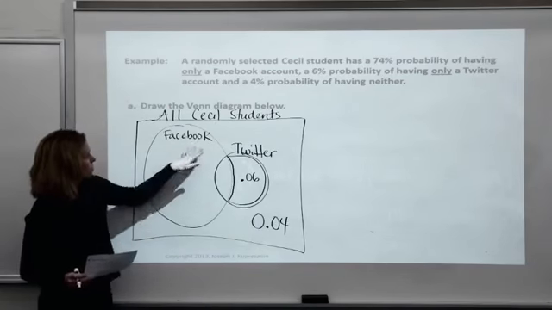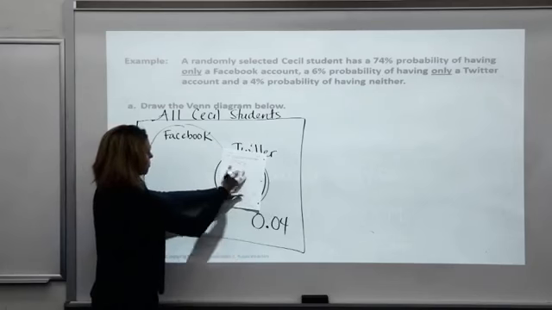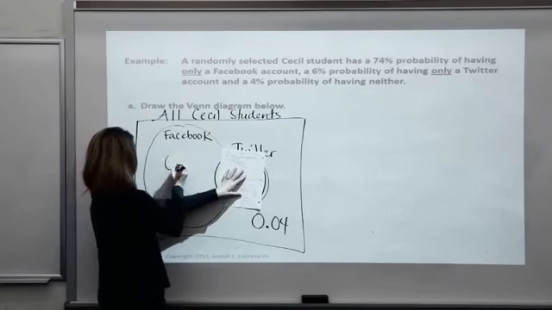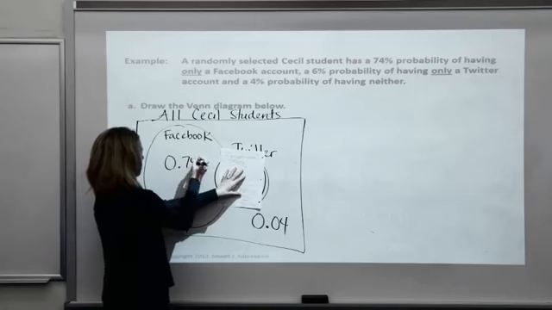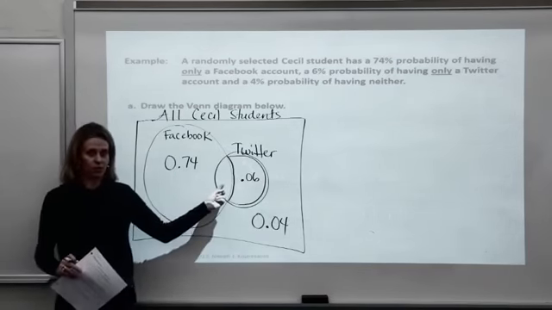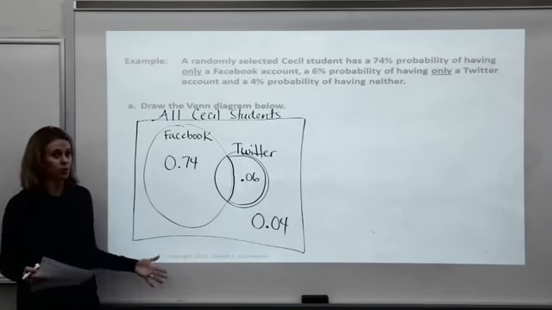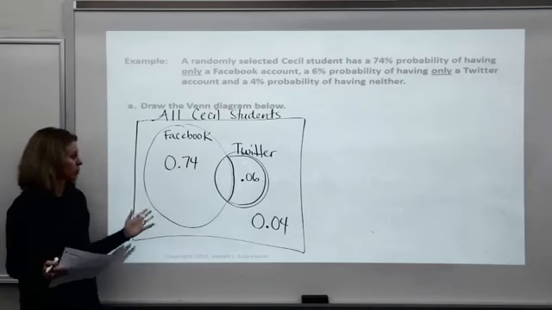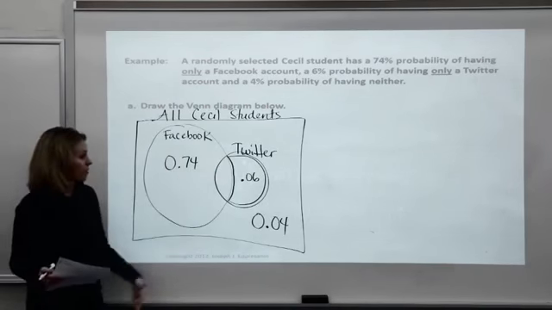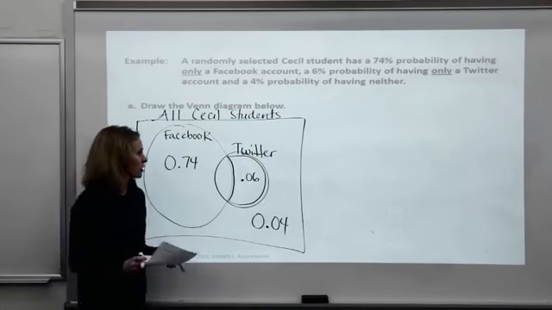There's a 74% probability of having only a Facebook account. So if we cover up that Twitter circle, the probability of just being a part of this part of the Facebook circle here is 0.74. And this is what we don't know this time. And so just like before, we can use the fact that the sum of all the probabilities should be 1 to figure out what is the likelihood of having both. If we end up with 0, then our events are disjoint. I don't think they'll be disjoint.